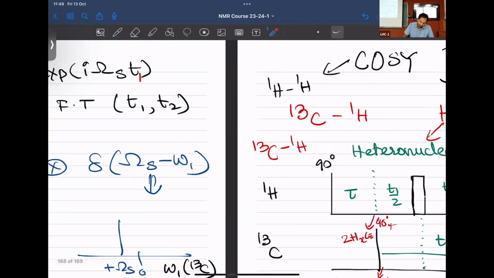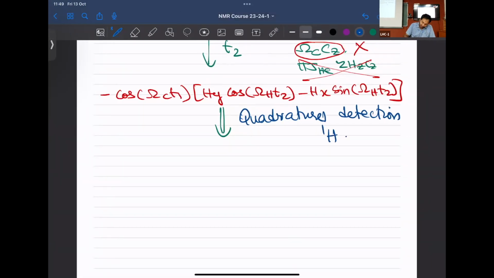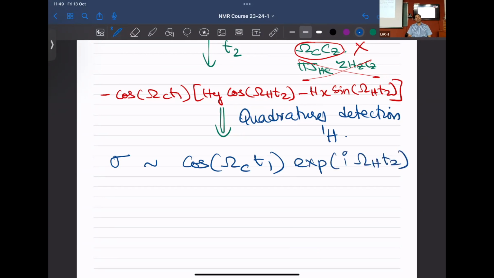If you end up doing a quadrature detection, what is quadrature detection? Get both cos and sine part. On T2, on the proton channel, your density matrix at that point will be cos of omega C T1 times exp i omega H T2.